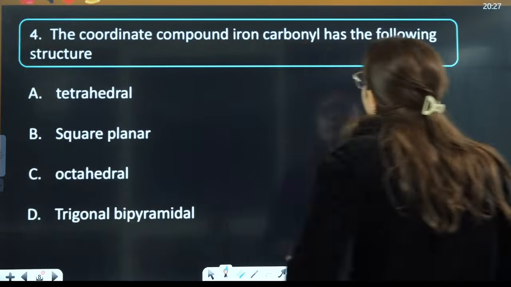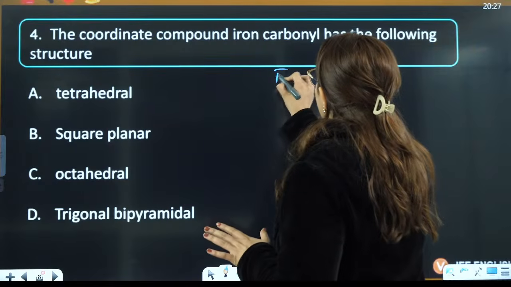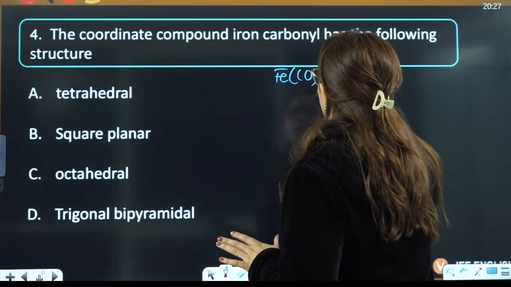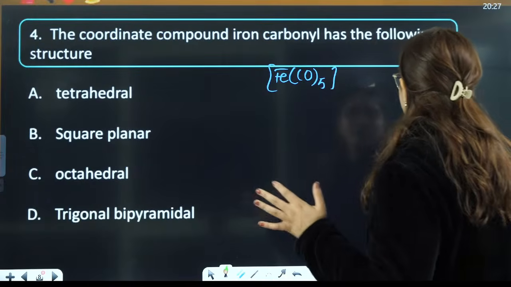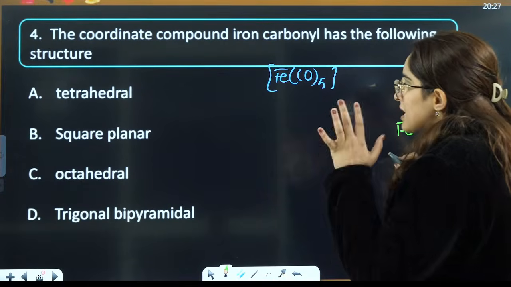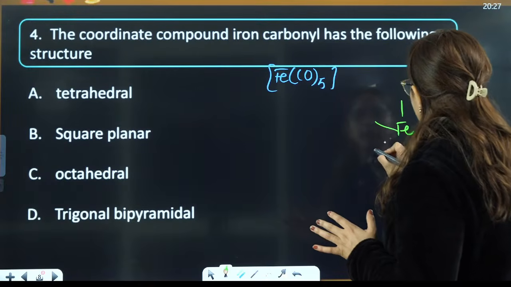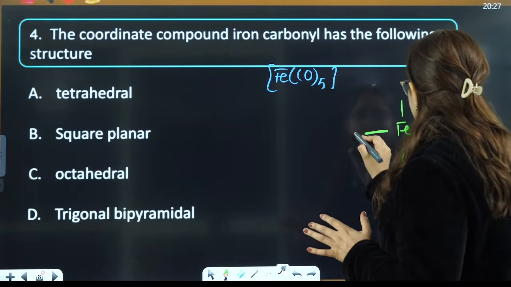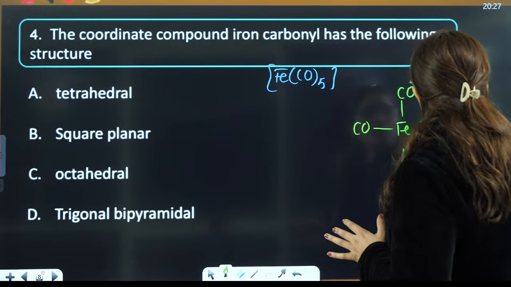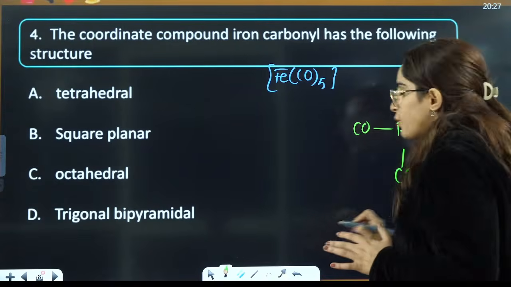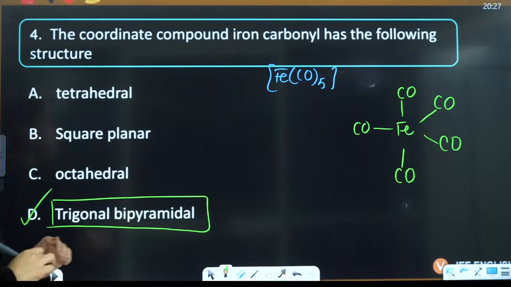The coordination compound iron carbonyl has the following structure. This is from inorganic chemistry. You will see quite simple questions here. This is exactly from your NCERT: you have this trigonal bipyramidal geometry that looks like this. This is CO, CO, CO, CO, CO. This is from metal carbonyls. Trigonal bipyramidal is the correct answer here.